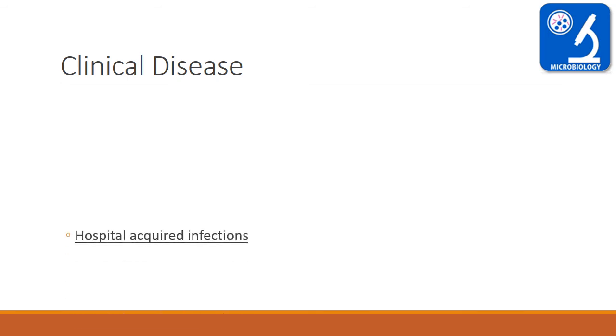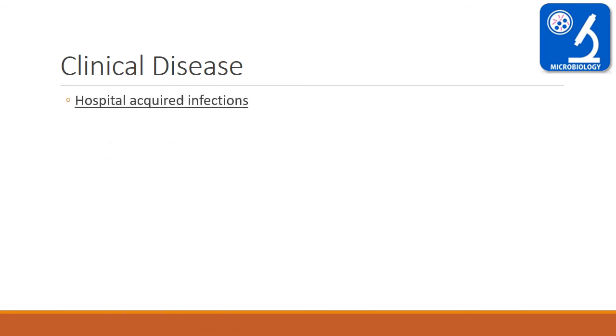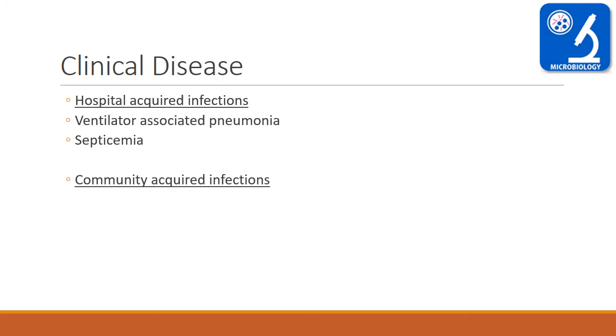Clinical disease. It can cause two varieties of disease. One is hospital acquired infection, another is community acquired infection. In the hospital acquired infection, there is ventilator associated pneumonia and septicemia. And in the community acquired infection, there is infective endocarditis, especially in IV drug abusers.